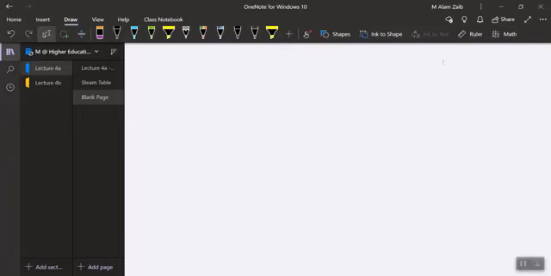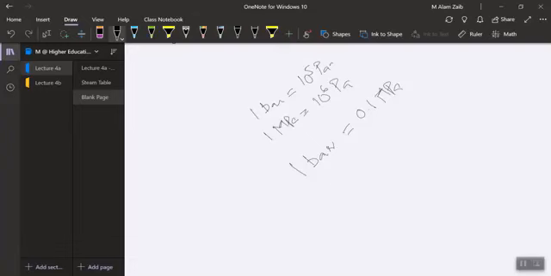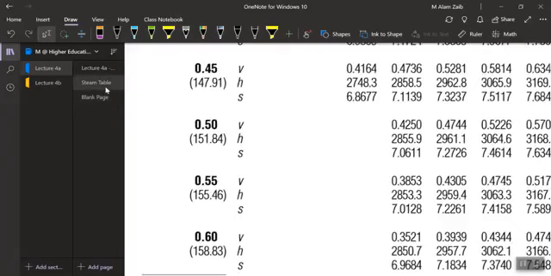Make sure you first convert bar into megapascal. So 1 bar is equal to 10 to the power 5 pascal, and 1 megapascal is equal to 10 to the power 6 pascal. If you divide, 1 bar would come up as 0.1 megapascal. So 21 bar would be equal to 2.1 megapascal. Make sure you convert it to megapascal because your steam table is in megapascal.